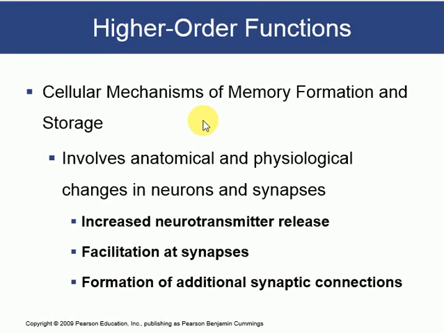We stopped at the memory, and this was the cellular mechanism of memory formation. There are actually some anatomical changes that occur when we create a memory for something, and these changes are increased neurotransmitter in certain areas, facilitation of synapse, and additional synaptic connections. These are the three changes that actually happen when we create a memory.